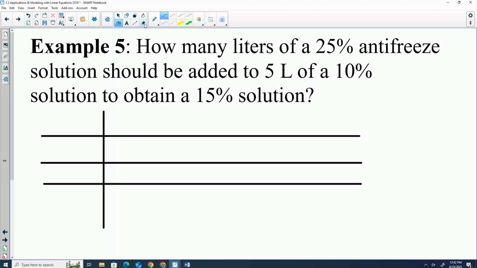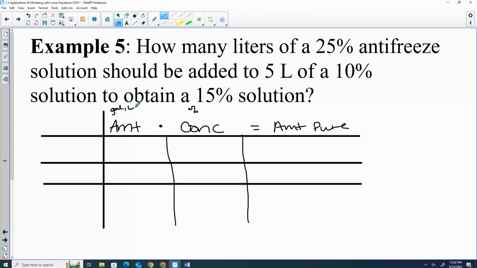What's the formula that we put across the top? So amount times concentration equals the amount here. All right, so concentration, that's always like your percent. Your amount is going to be like gallons or liters or something like that. So kind of some clues to help us.